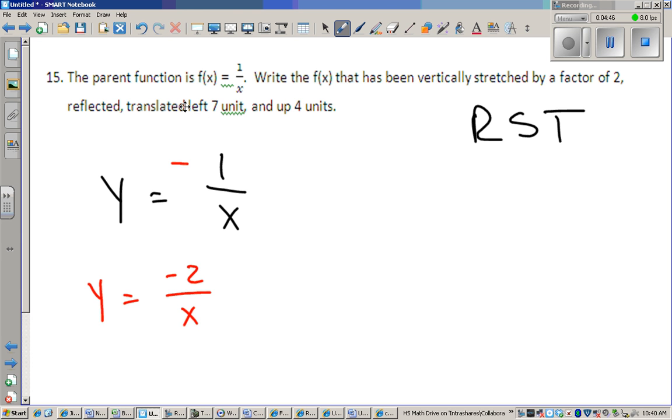Next, I'm going to translate this to the left 7 units. So I'm going to do that. Left is in a negative direction. I'm going to do that by adding 7. And lastly, I'm going to go up 4 units, so I'm going to add 4 to the entire function.